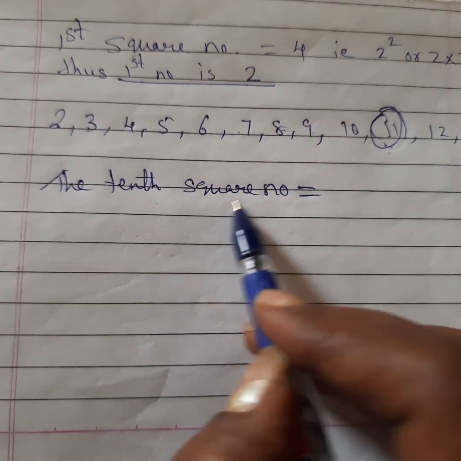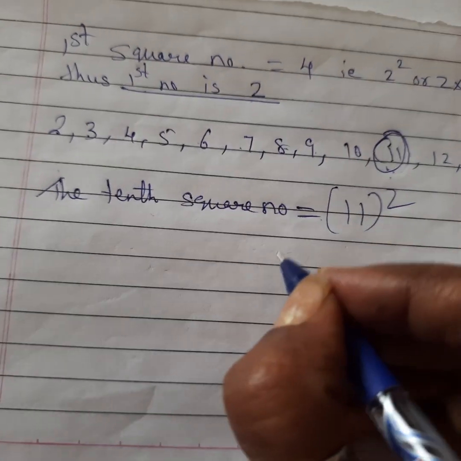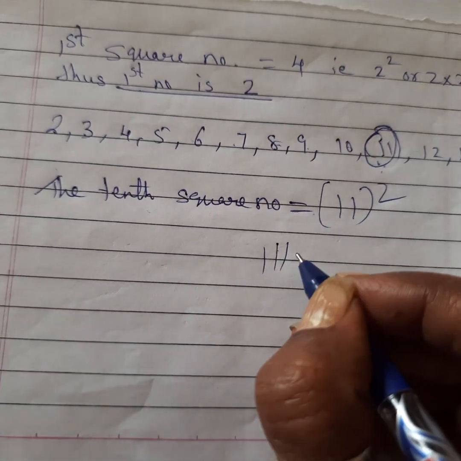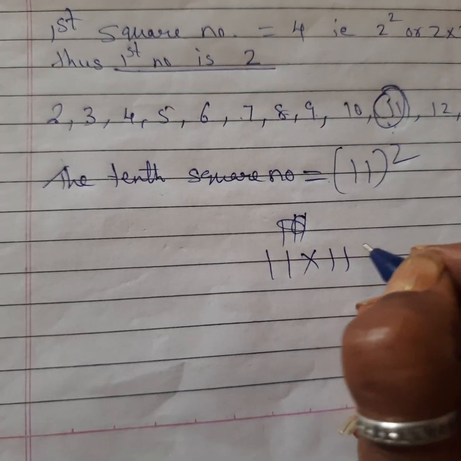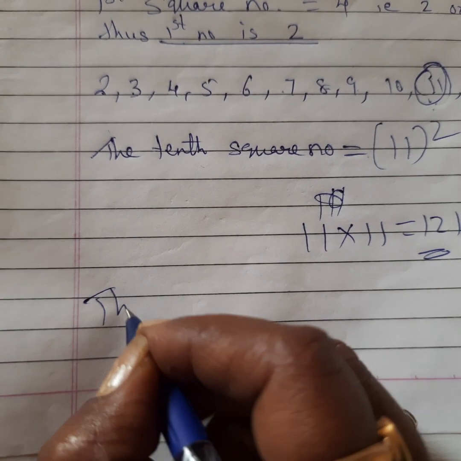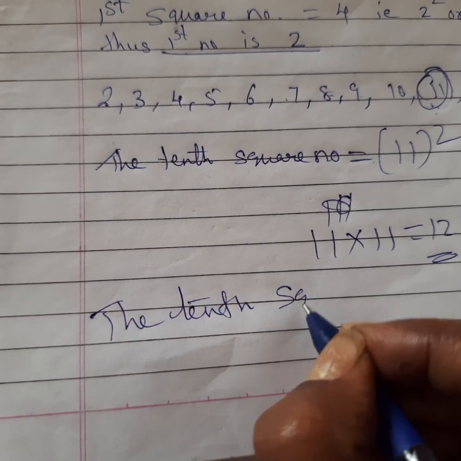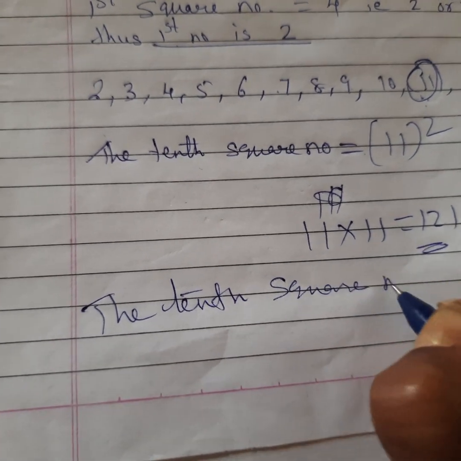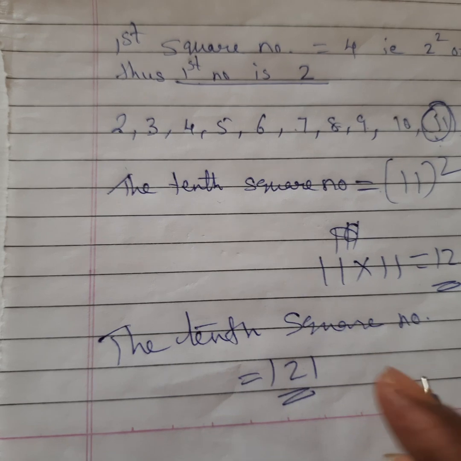Got it? So the 10th square number will be nothing but 11 square. That is 11 into 11, which is equal to 121. So the 10th square number is 121. Hope you have understood this.